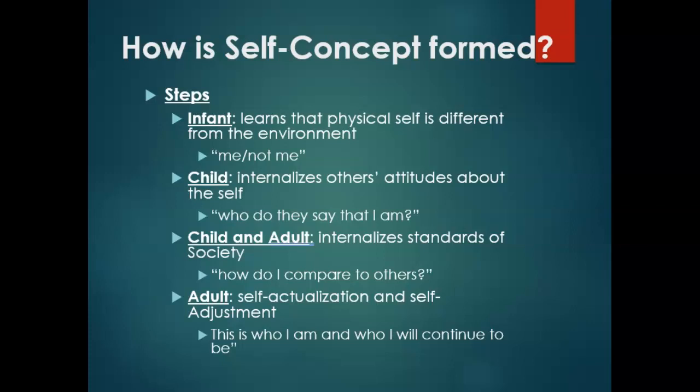As a child and adult, we tend to internalize standards of society. How do I compare to others? What do I have that they don't? What do they have that I don't? How do I compare to somebody else? As an adult, self-actualization and self-adjustment occurs. This is who I am and who I will continue to be. So those 4 stages are how self-concept is formed.